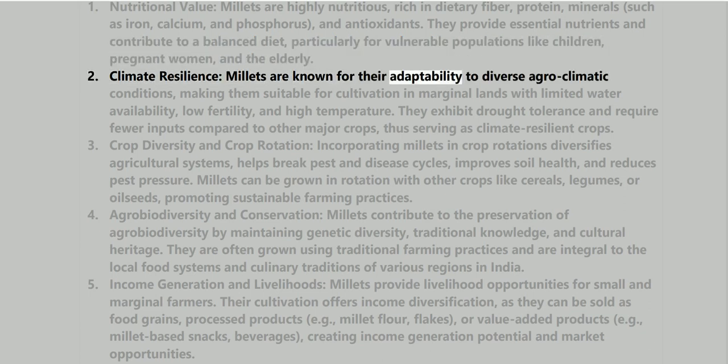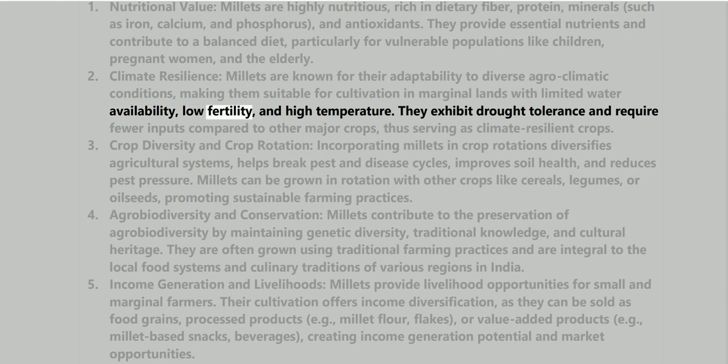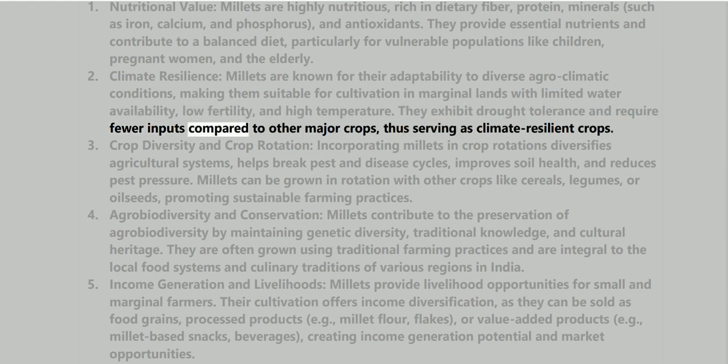Millets are known for their adaptability to diverse agroclimatic conditions, making them suitable for cultivation in marginal lands with limited water availability, low fertility, and high temperature. They exhibit drought tolerance and require fewer inputs compared to other major crops, thus serving as climate-resilient crops.